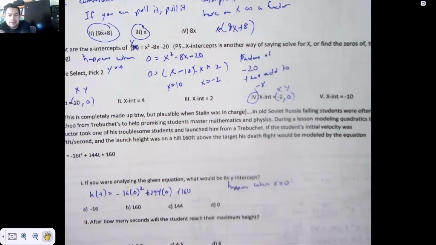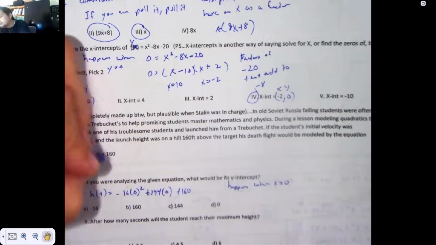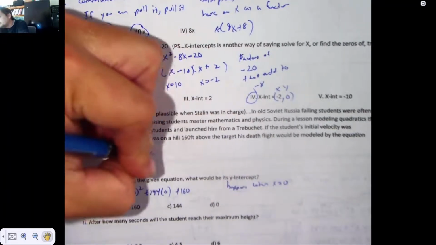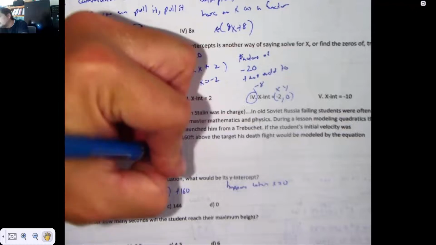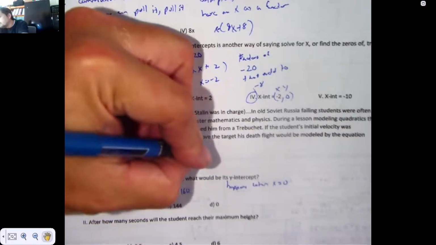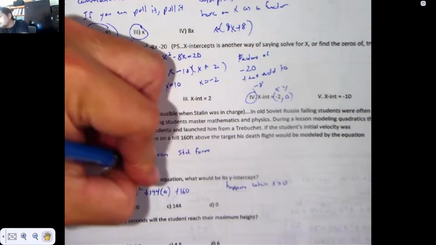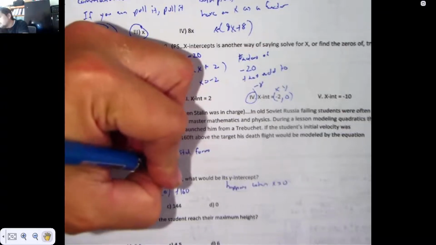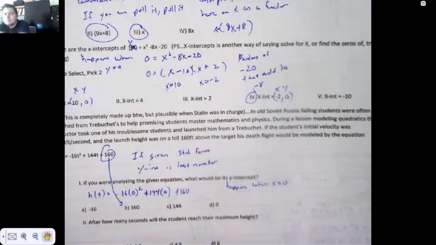You plug in a 0. No surprise, it's the last number. Something's given to you in standard form, the y-intercept is always the last number. I've said that.